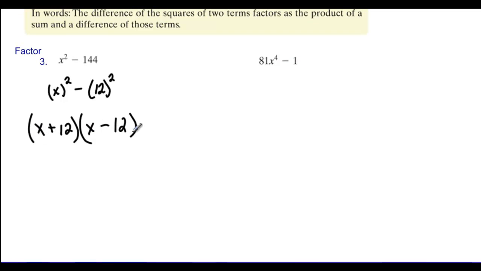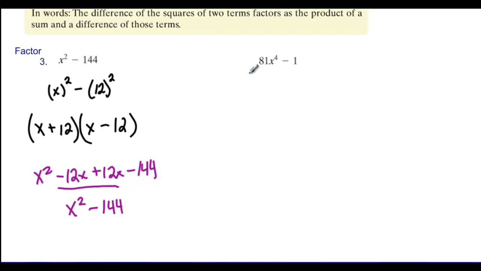If you want to double check your work, again, you can always FOIL or distribute or multiply, whatever you want to call it. So we would do x times x, which would give us x squared, x times a negative 12, which would be a negative 12x, 12 times x, which is going to give us plus 12x, 12 times a negative 12, it's going to be a negative 144. These two middle terms are going to cancel out, and you're left with x squared minus 144.